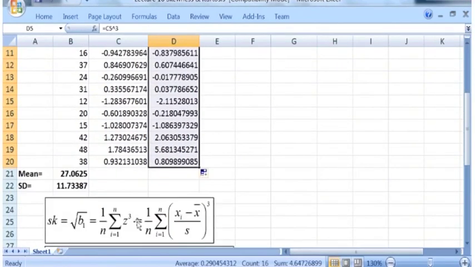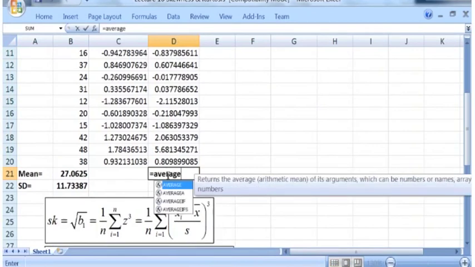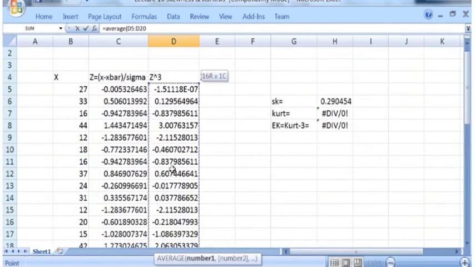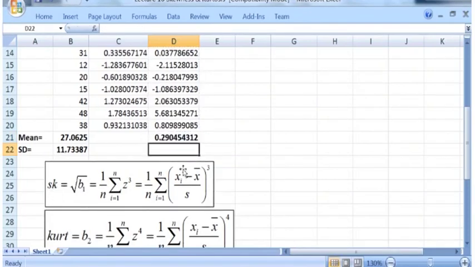In the end we need to take the sum divided by n, or in other words we can directly calculate the average of all these entries. So it is the average of D5 to D20. This will give us the square root of beta 1, or it is actually the skewness. Press enter. Here we get 0.29.